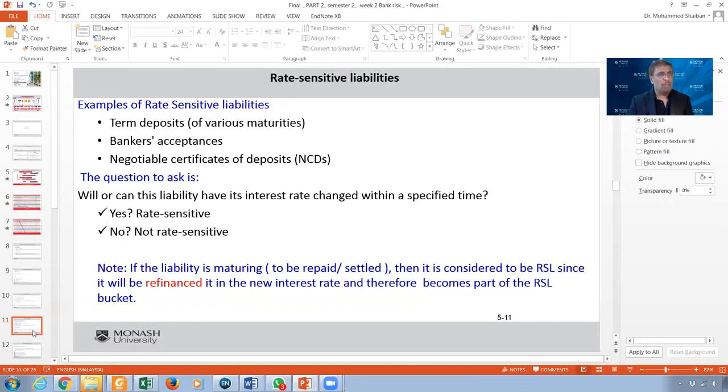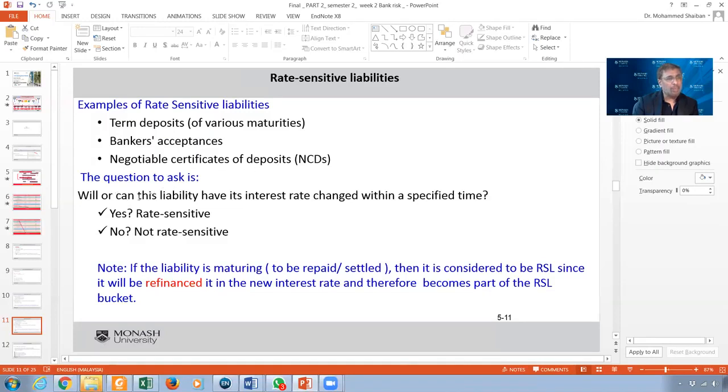Let's see this one. Another example, of risk-sensitive liabilities: term deposits, bank acceptances, negotiable certificates of deposit. All of these, as you can see, are money market products, and they are less than 1 year. Term deposits can take more than 1 year, but they are rate sensitive because they have floating rates. Then we have the banker's acceptance, which is less than 1 year, short term, and all of those are money market.